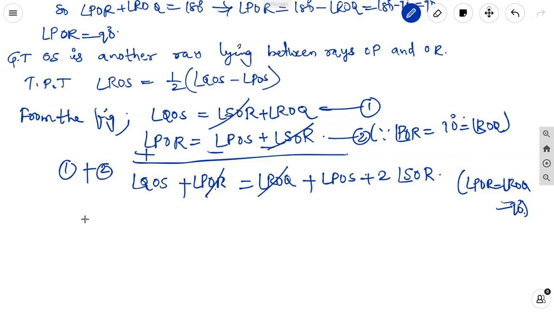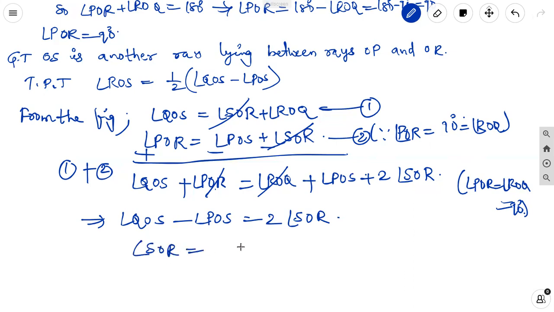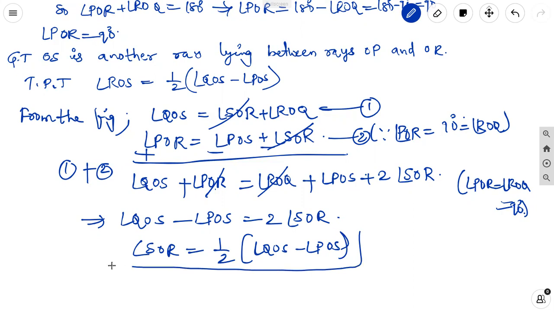Then from this, angle QOS minus angle POS equals 2 angle SOR. From this, angle SOR equals 1 by 2 into (angle QOS minus angle POS). It is the proof.